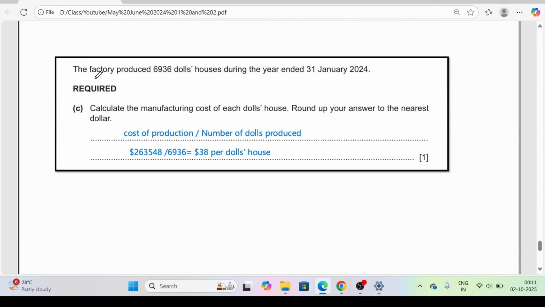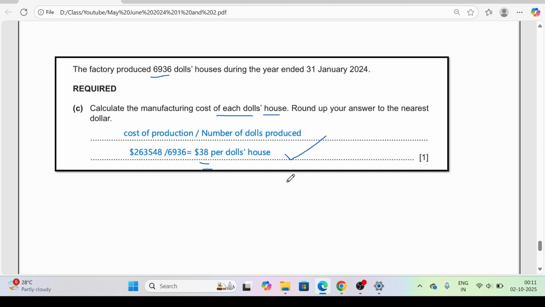Next one. The factory produced 6,936 dolls houses during the year ended 31st January 2024. Required: calculate the manufacturing cost of each doll's house. Round off your answer to the nearest dollar. I already gave that formula, right? Cost of production divided by number of dolls produced. Number of dolls is already given, 6,936. Cost of production 263,548. We got it. This answer divided by the total dolls 6,936. Then the answer will be 38 per dolls house. So 1 mark for this.